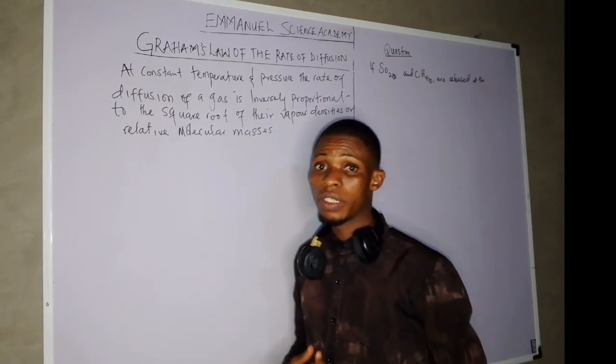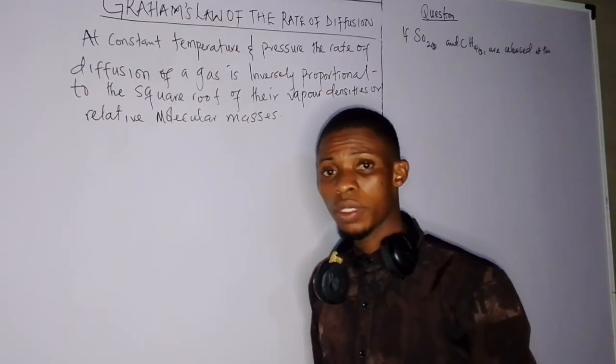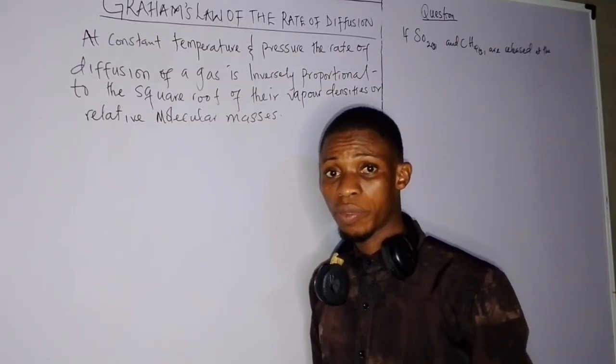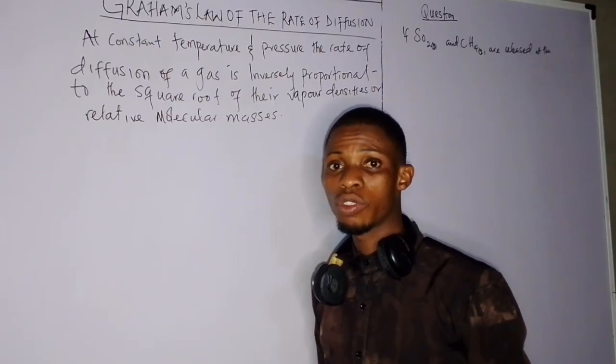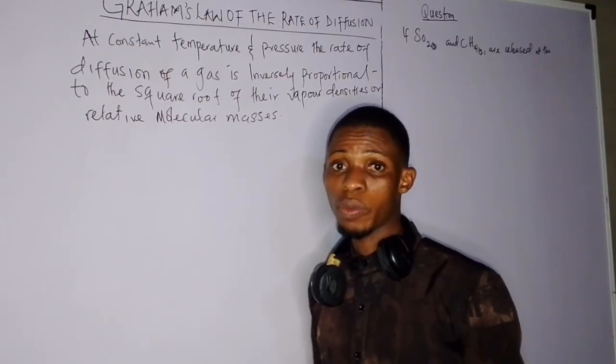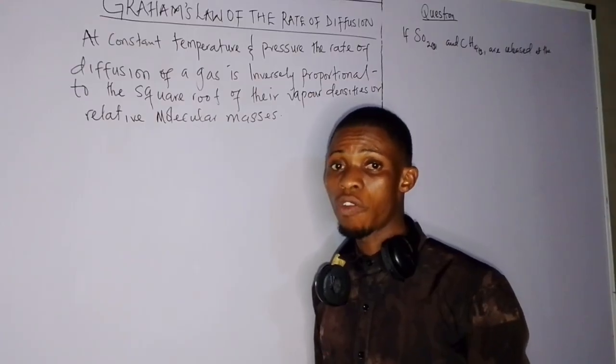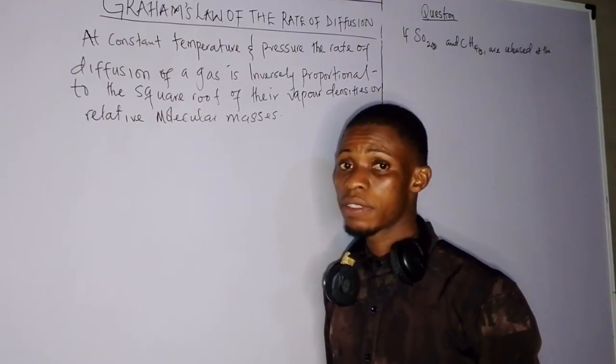Graham's law of the rate of diffusion. Graham's law of the rate of diffusion states that at constant temperature and pressure, the rate of diffusion of a gas is inversely proportional to the square root of their vapor densities or relative molecular masses.